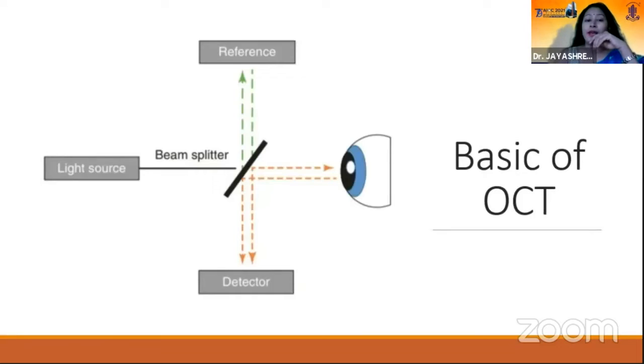So OCT today has become the most objective, the most reliable and reproducible of all the techniques that are used in diagnosis as well as monitoring the progression of glaucoma. And when we go to the basics of the OCT machine, it basically uses a light source that is directed towards the beam splitter, and we have a reference beam and a measurement beam. The reflected light from both of these is then mutated so as to produce a cross-sectional image of the tissue that is imaged.